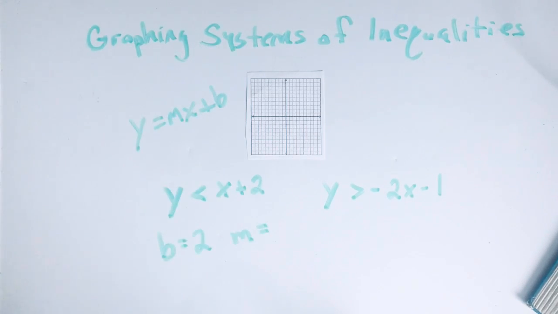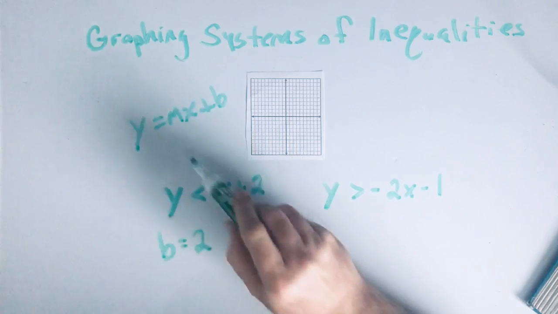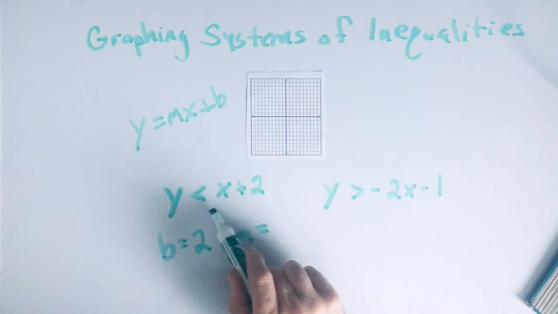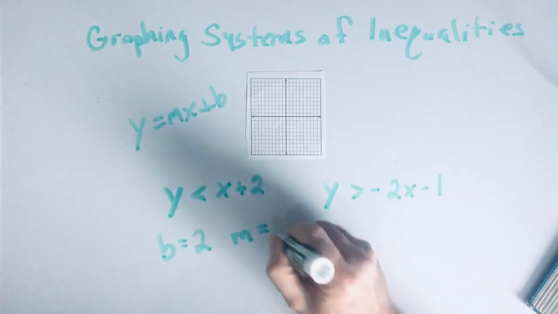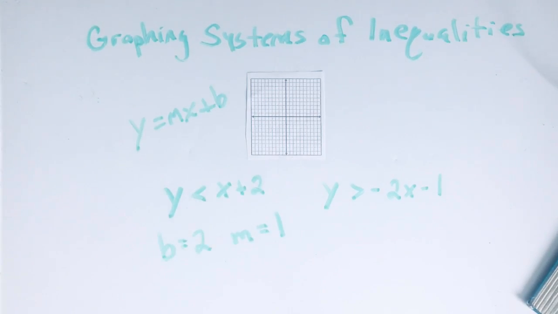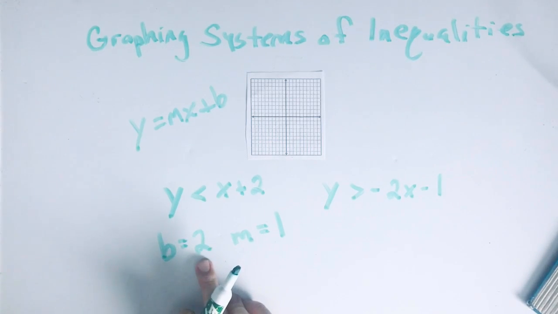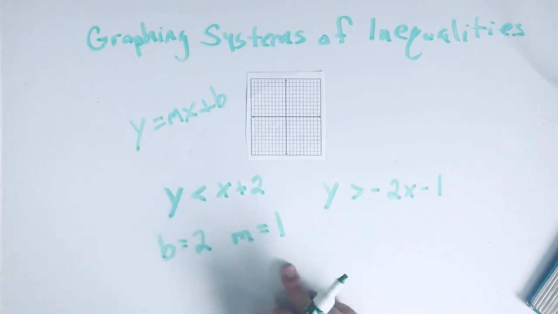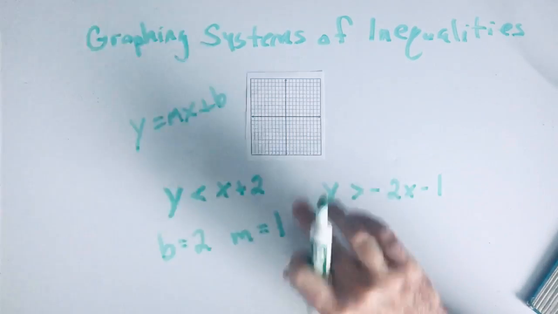Okay? Now what is m? M is whatever is multiplied by x. Well, there's no number in front of my x here, so I'm going to say that it's 1, because that's 1x. Okay? So I know that my y-intercept is 2 and my slope is 1. So what I'll do is I'll graph those.